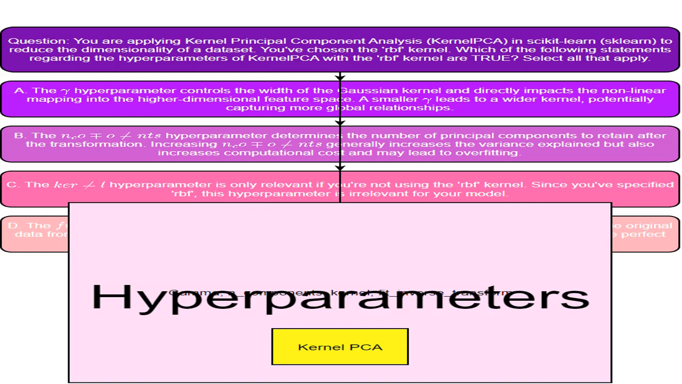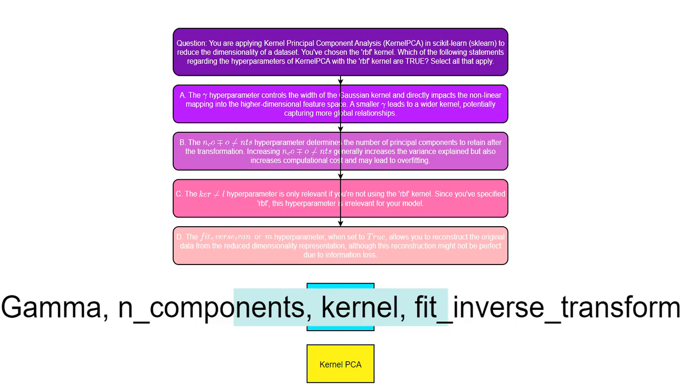I see you're interested in the hyperparameters of KernelPCA. These are the settings you tweak to control how the algorithm behaves. Think of them as the knobs and dials on a sophisticated machine. In this case, we have four important ones: gamma, n_components, kernel, and fit_inverse_transform. We'll explore each one individually. These are the specific hyperparameters for scikit-learn's KernelPCA.